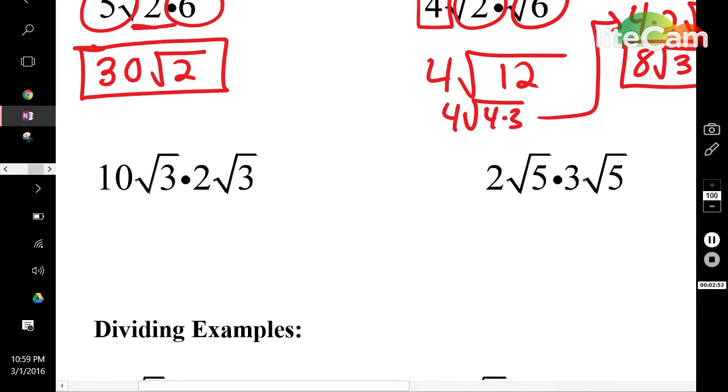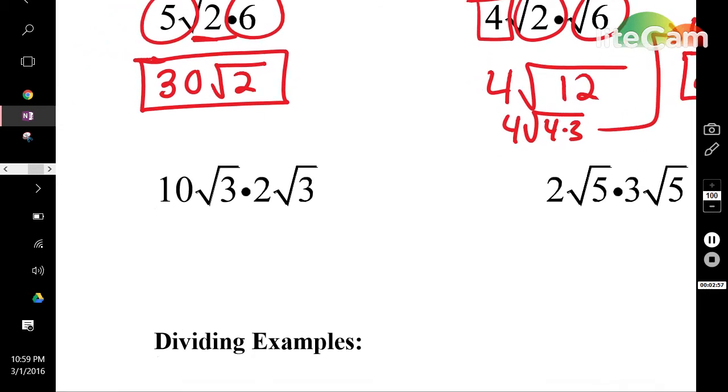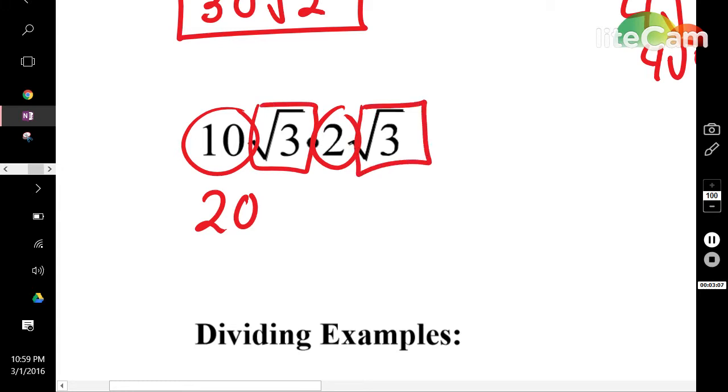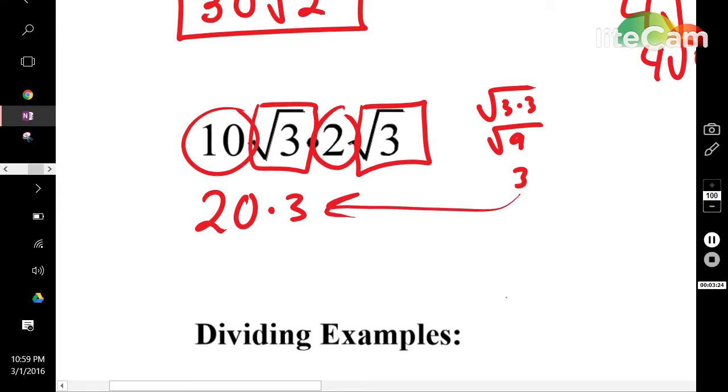Let's move on to this fourth example. You have 2 numbers on the outside, 10 times 2, that's 20. Here you have square root of 3 times the square root of 3. So essentially you have the square root of 3 squared, which ends up giving you just 3. And if you don't believe me, square root of 3 times 3 is the square root of 9. The square root of 9 is 3, which is how I got that 3. 20 times 3 is 60. So sometimes you may start with a radical, but may not end with one, depending on the problem.